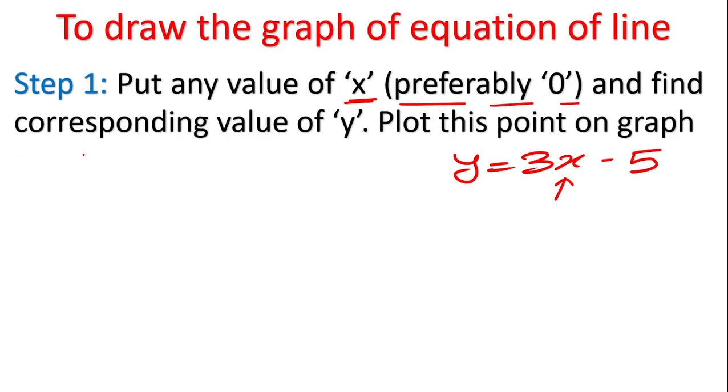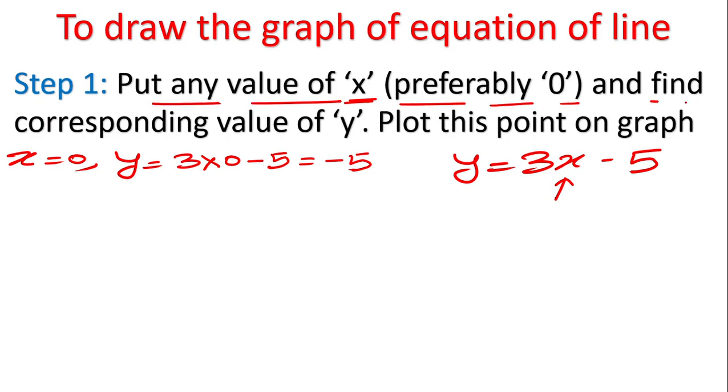Okay, I'll do it simultaneously so that you can understand. If you take x is equal to 0 in this equation, then what will be the corresponding value of y? Value of y will be, put the value of x is equal to 0. So it will be 3 multiplied by 0 minus 5, which means it will be minus 5. Okay, so this is what I have written: put any value of x and find the corresponding value, meaning for this value of x, what is the value of y? So this is called the corresponding value of y.